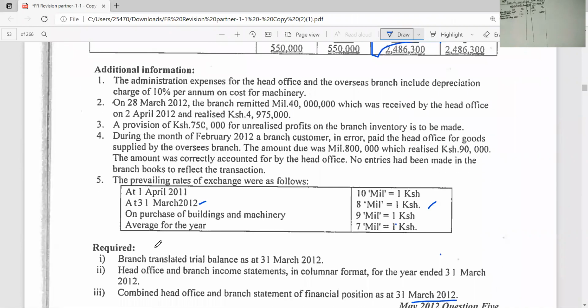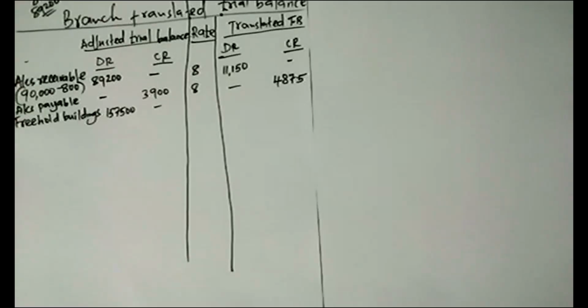But on this one, they were very specific. They said on purchase of building and machinery, they gave us a rate of 9 milli to 1 Kenyan shilling. So if they had not provided this rate, I could have used the closing, because we know assets and liabilities, we use the closing rate. But since they were very specific, on purchase of building and machinery, we use 9. If they had not been specific, we use the closing. So which means that it was 907. Sorry for that. So I need to check again.